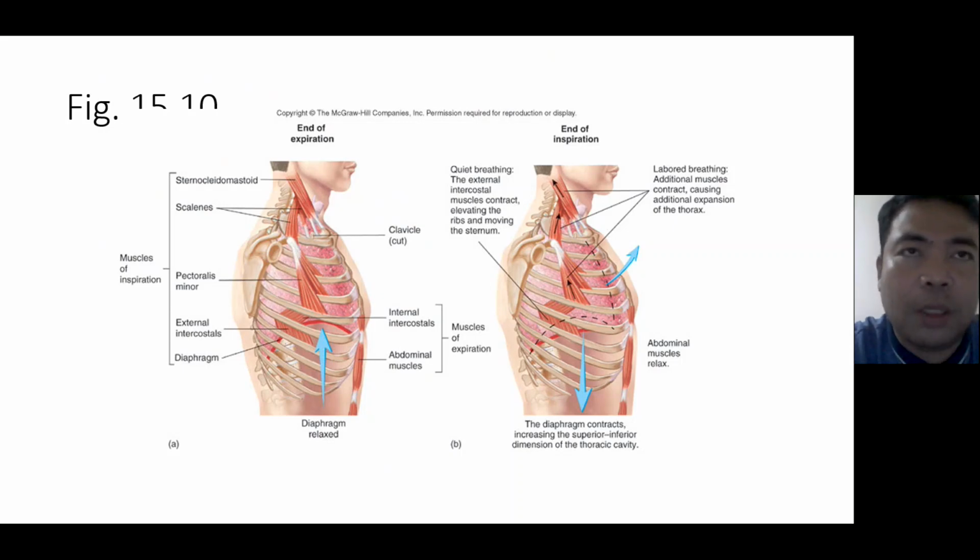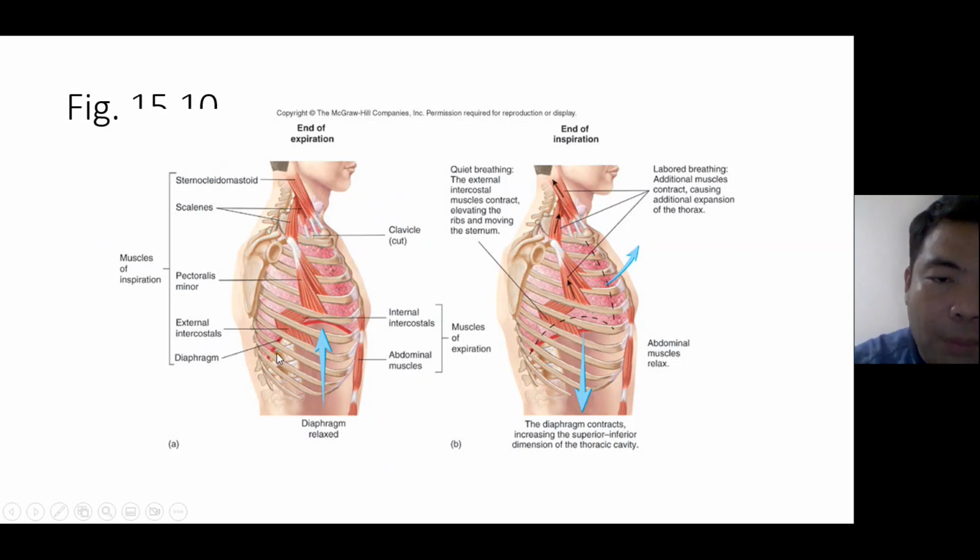Mamaya explain natin why we don't need any muscle for expiration during normal resting respiration. Okay, so what are those muscles for inspiration? Yun ang kuhanin muna natin, yung mga principal muscles for inspiration. So we have two principal muscles for inspiration. Ano yun? You have your diaphragm and your external intercostals. The diaphragm and external intercostals.